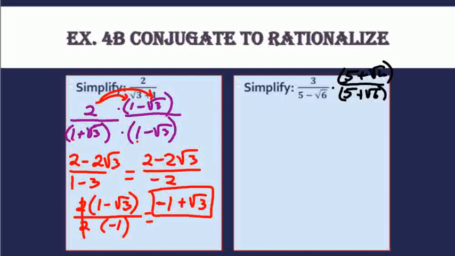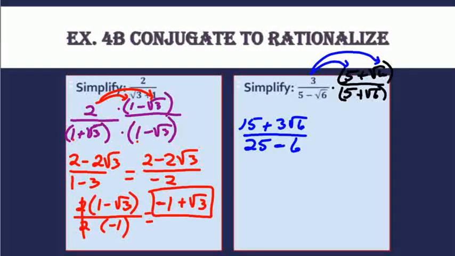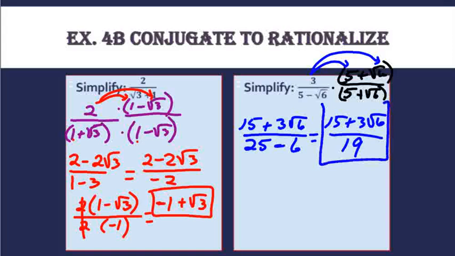So 5 squared is 25. Put my minus sign down. Square root of 6 squared is the square root of 36, which is 6. So that's my denominator. My numerator, all I need to do is distribute. So I have 3 times 5 is 15. 3 times the square root of 6 is 3 square root of 6. So when I put them together, I have 15 plus 3 square root of 6 all over 25 minus 6, which would give you 19. So you can keep this as your answer.